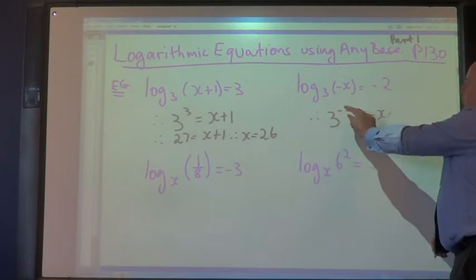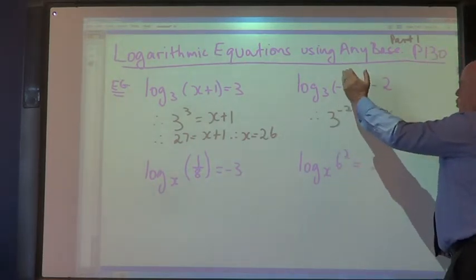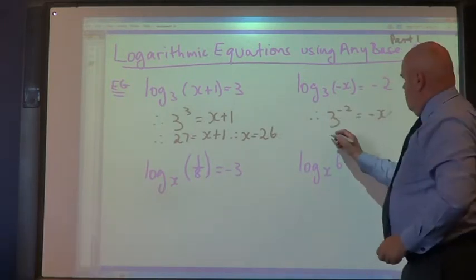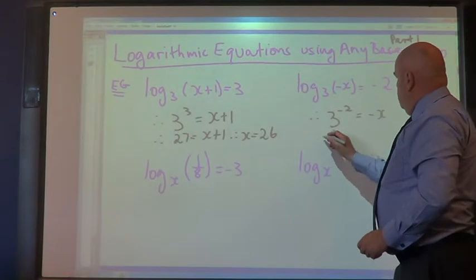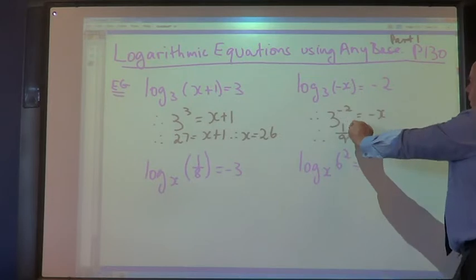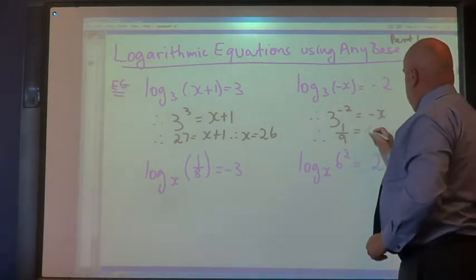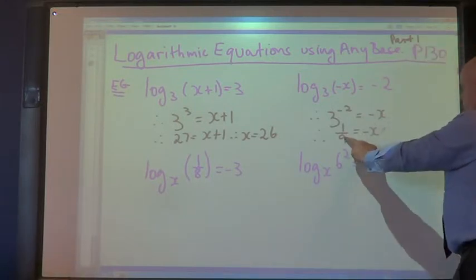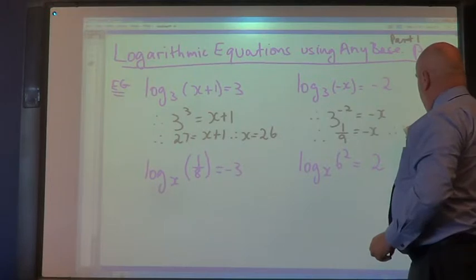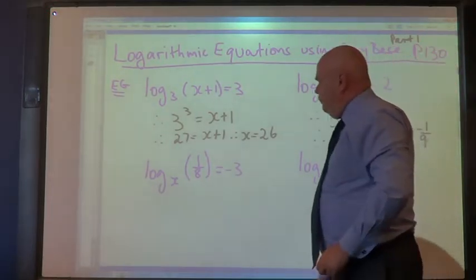Now remember negative indices. There's a video on that somewhere. Really, you can rewrite that as 1 over that with the sign of the exponent changed. So therefore, 1 over 9, because it's going to be 1 over 3 squared, 3 squared of course is 9, equals negative x. And to find the value of x, we simply change the sign of the left-hand side. So therefore, x equals negative 1 on 9.